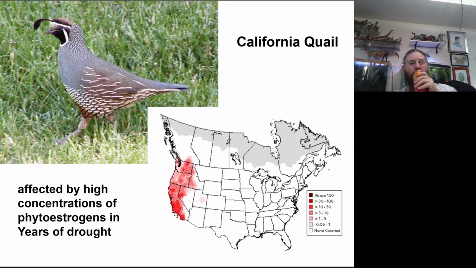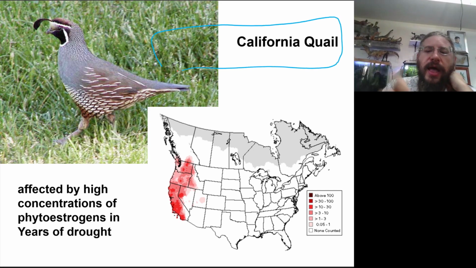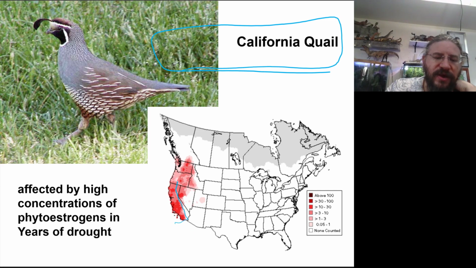So, now, like I said, there are effects in non-humans. This is kind of a cool ecological interaction here. This is the California quail. It lives along the Pacific coast, all the way through the Pacific Northwest, and even a little bit into the rainforests of the Pacific Northwest.